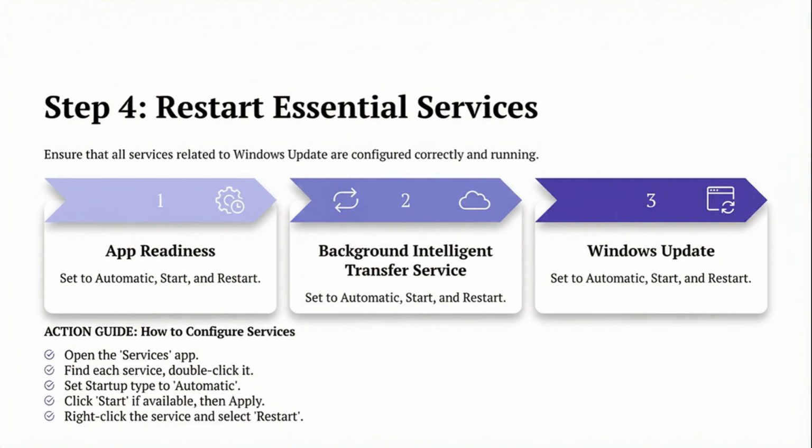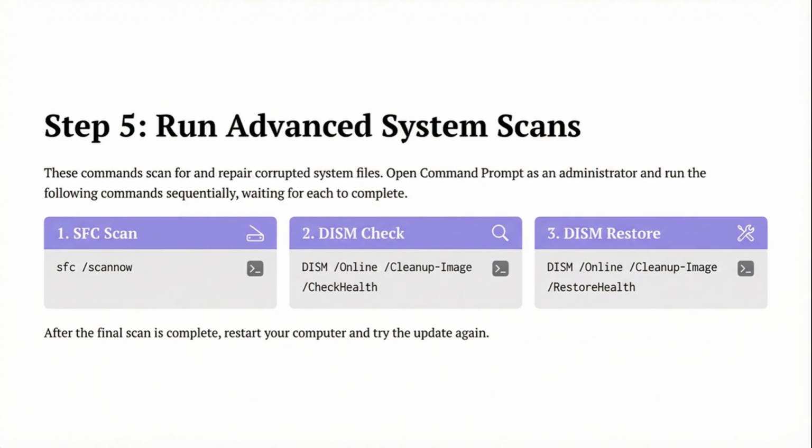Ensure all services related to Windows Update are configured correctly and running. Restarting these services can often fix update errors and improve system performance. Perform advanced system scans using SFC and DISM commands to repair corrupted system files. These scans are crucial for maintaining system integrity and ensuring successful updates.